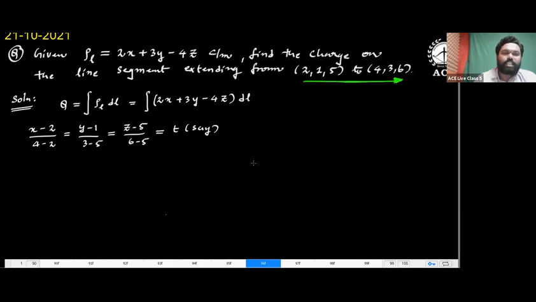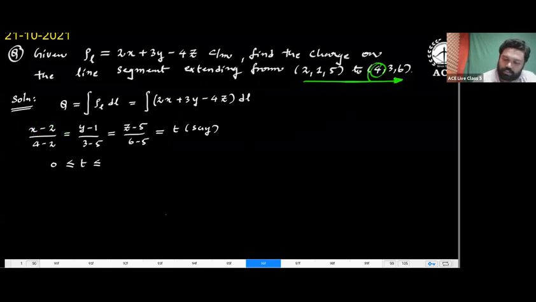And one more thing here, what is the range of t? Suppose I substitute the initial value of x, here it is 2. 2 minus 2 is 0. If you substitute the initial value of y, that is 1. 1 minus 1 is 0. The initial value of z is 5. 5 minus 5 is 0. That means the range of t starts at 0. To get the end, if I substitute the final point, x is 4: 4 minus 2 by 4 minus 2, which is 1.